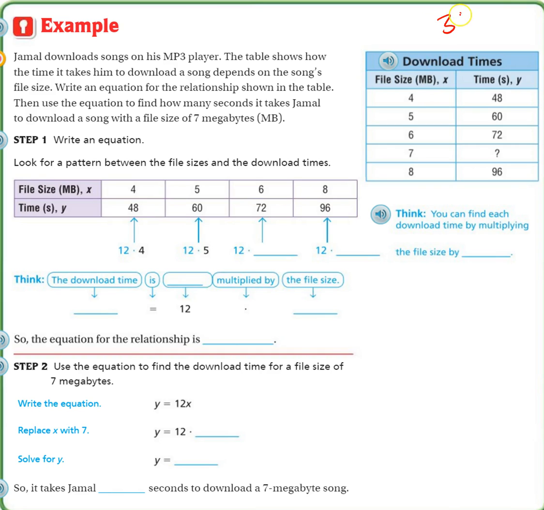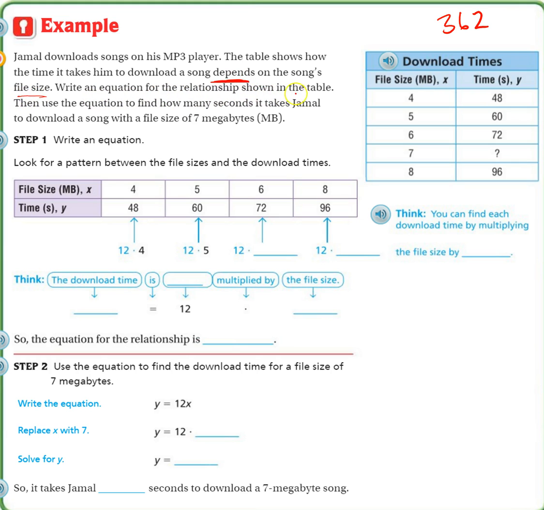Okay, now I'm on page 362. Let's go over another example. Jamal downloads songs on his MP3 player. The table shows how the time it takes him to download a song depends on the song's file size.